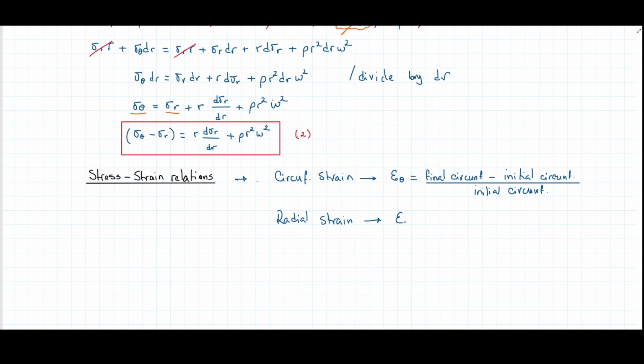I'm going to call it epsilon r. And that's going to be the width, the height of that segment. So it's going to be the final radial width minus the initial radial width, divided by the initial one. Because now we can just follow these definitions into getting a formula for them.